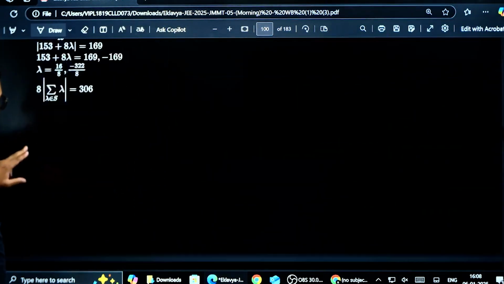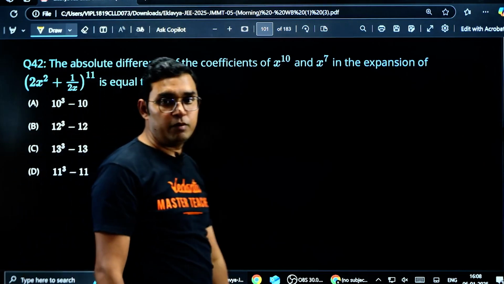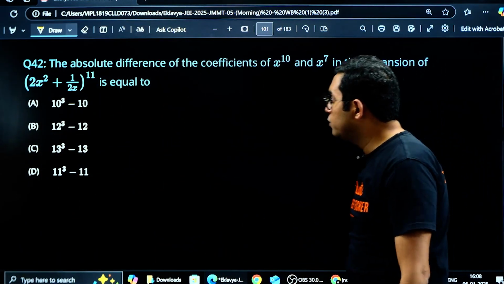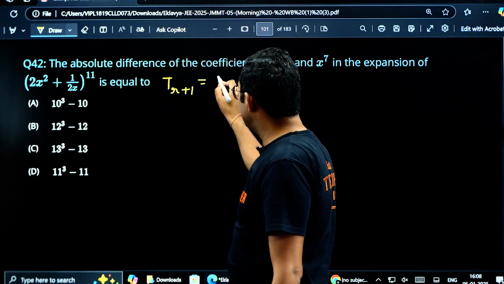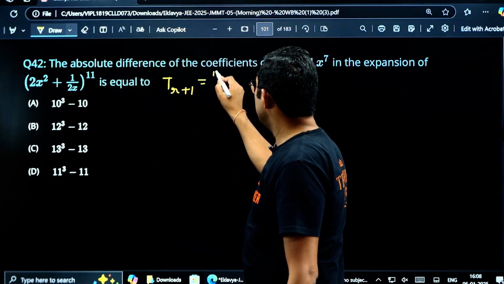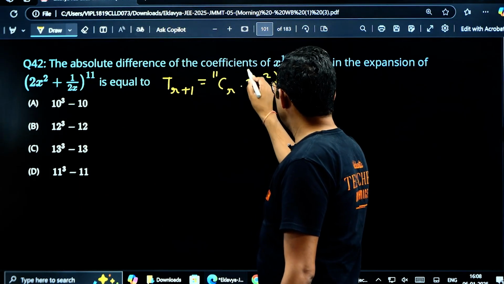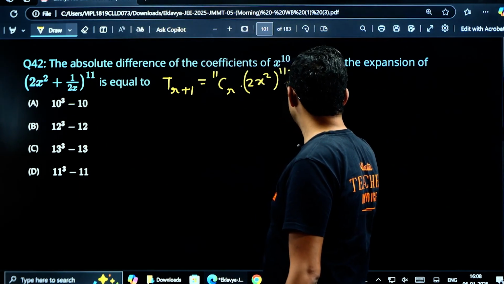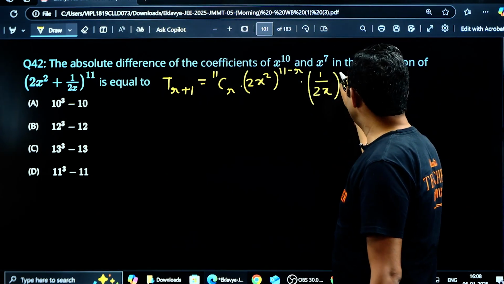Now moving to the next question, number 42. The absolute difference of the coefficients of x power 10 and x power 7 in the expansion is equal to. So first we find the general term, that is T r plus 1, where n is 11 here. So 11 C r into (2x square) whole raised to the power 11 minus r into (1 upon 2x) raised to the power r.